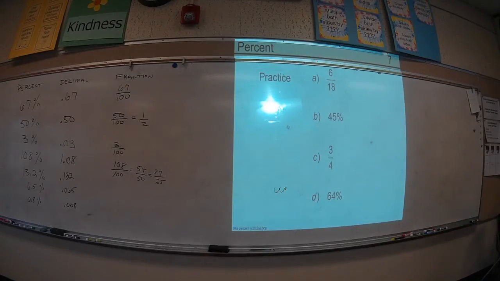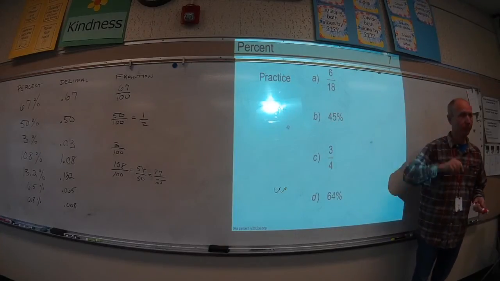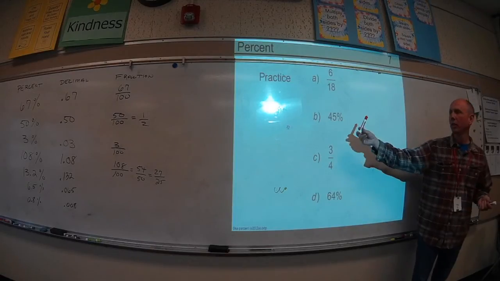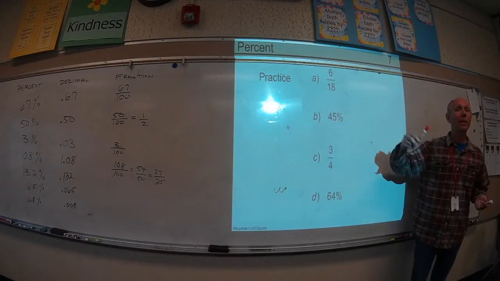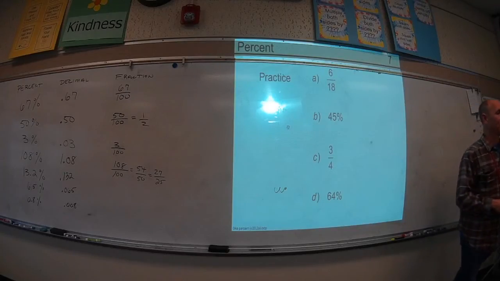Let's write this one, listen to my question, write this one as a decimal for me. Good. 0.45. Write it as a fraction for me. Oh, but simplify that fraction.